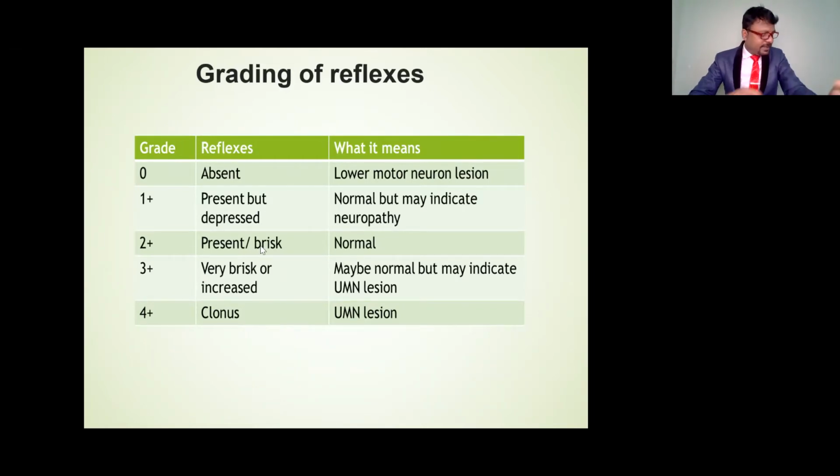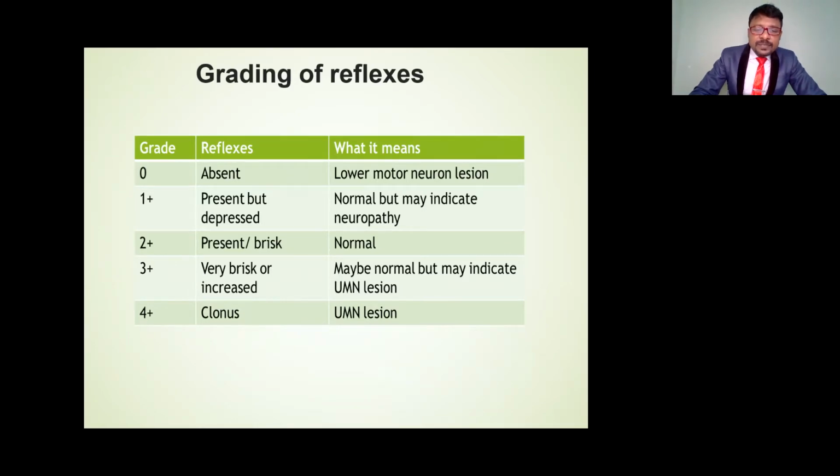That means if you give a tap over the tendon, like a stimulus over the biceps, you are going to get the normal response. If you tap here, you are going to get the flexion. So that is a normal response. Very brisk or increased: if you tap over the biceps, it is going to be very fast. So that may be normal, but it can indicate an upper motor neuron lesion. Upper motor neuron lesion means there is either damage in the brain or maybe in the spinal cord.